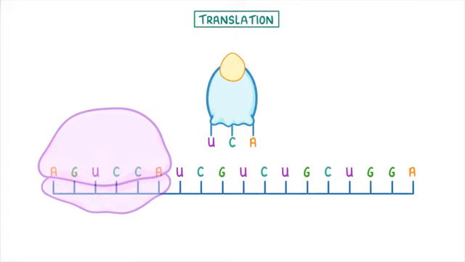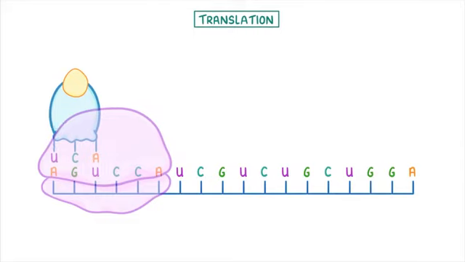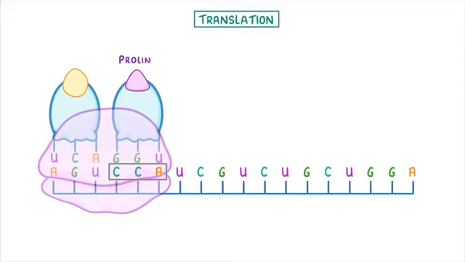For example, because the first triplet of our mRNA sequence here is AGU, it will attract this tRNA molecule with the anticodon UCA, because UCA is complementary to AGU. And the tRNA brings with it the amino acid serine, because AGU is the code for serine. Meanwhile, this second triplet, CCA, will attract this tRNA molecule with the complementary anticodon of GGU, and that will be carrying the amino acid proline, because CCA codes for proline.